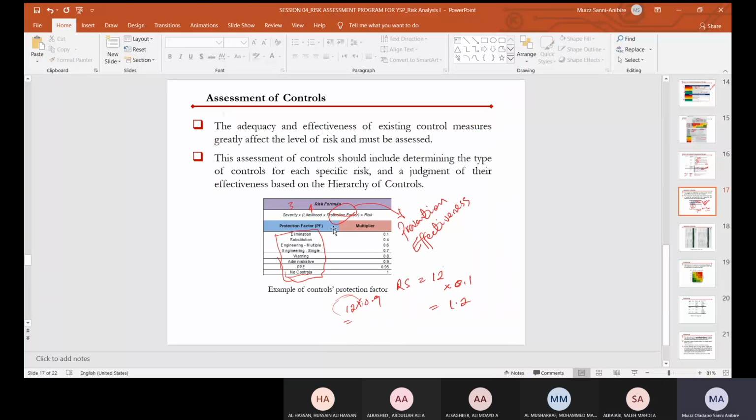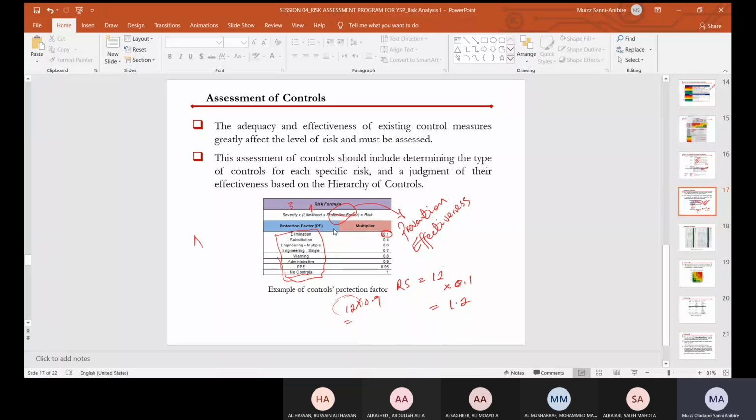If you are of the opinion that the effectiveness of these various controls is not as high as this, then you can adjust this, or you can suggest some values and come to an agreement with your team members or your colleagues, depending on your own engineering judgment and your experience. You may decide that elimination could not be as low as 0.1, but probably elimination might be 0. But rather than 0, you want to be on the safe side by still assuming that the risk is present. So for elimination, you don't want to use 0.